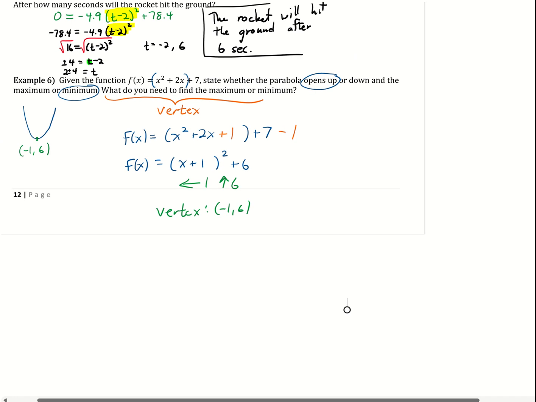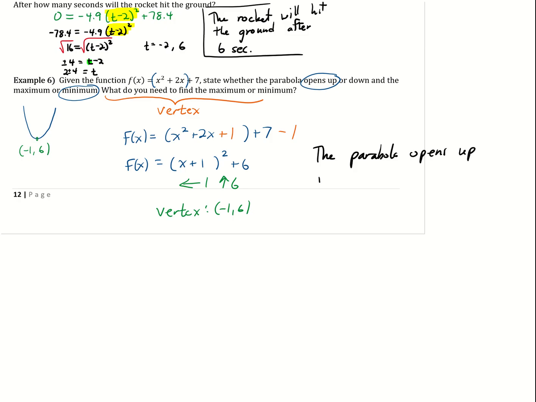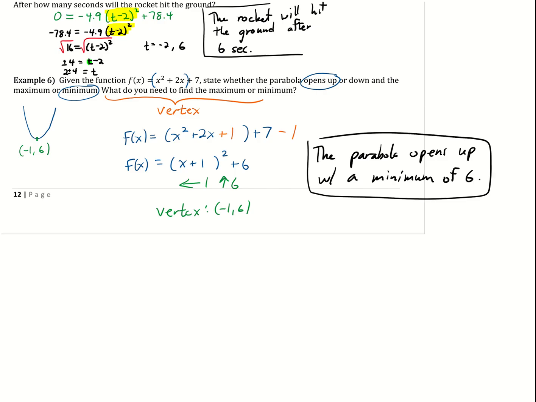So in terms of answering all of these questions, we could say the parabola opens up with a minimum of 6. It's just taking things that we have done in other parts of the unit and applying it in a word problem.